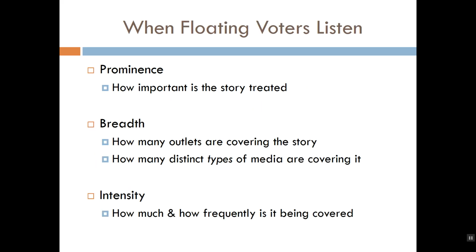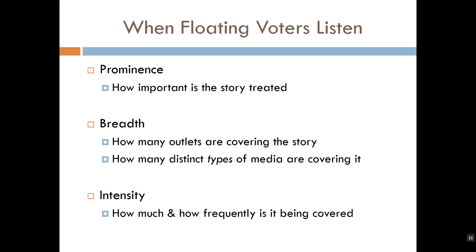So when can the media reach the floating voter and therefore use persuasion to shape public opinion or political outcome? Well, the media is most likely to reach the floating voter when it is covering a story which has a great degree of prominence, a wide breadth, and a high intensity. So these three terms are all characteristics that we can use to describe or to characterize a particular story or event being covered by the media. And we're going to go through each of them one by one.